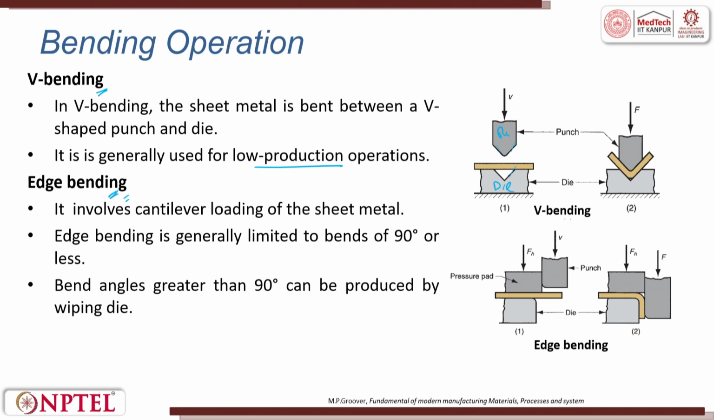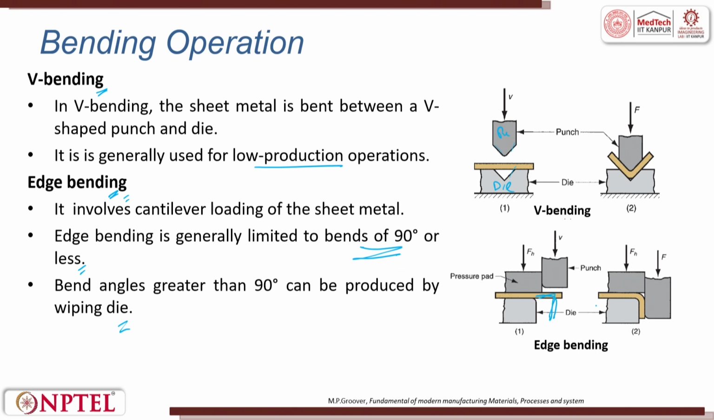When we go for the edge bending process, like the edge of a glass tumbler, it involves cantilever loading of the sheet metal. The edge is generally bent to 90 degrees or less. Bending greater than 90 degrees can be produced by a wiping die. So, if you want more than 90, it will need a wiping die.